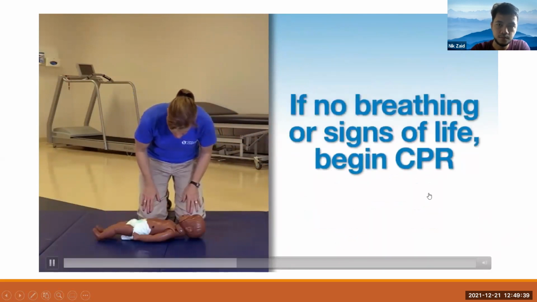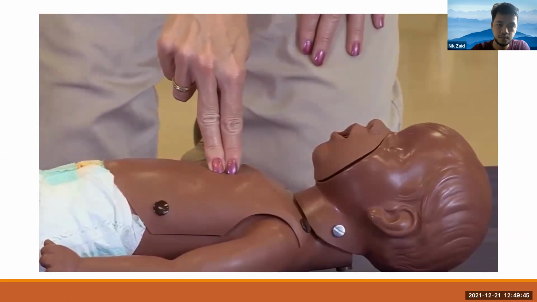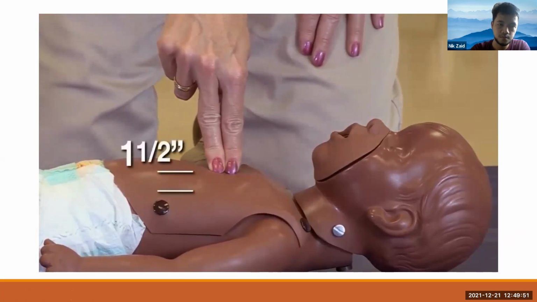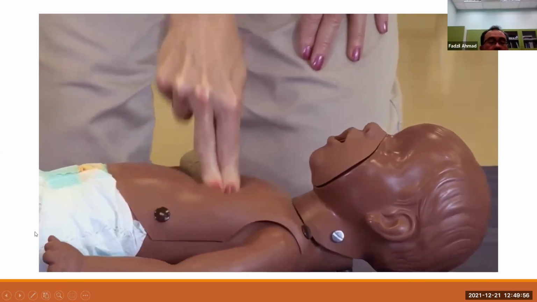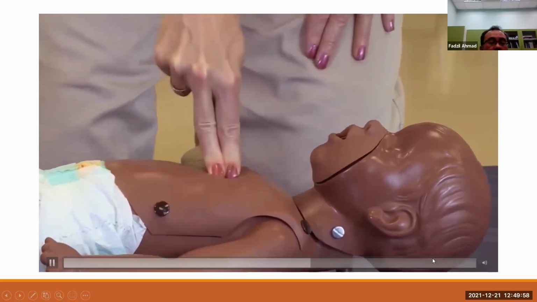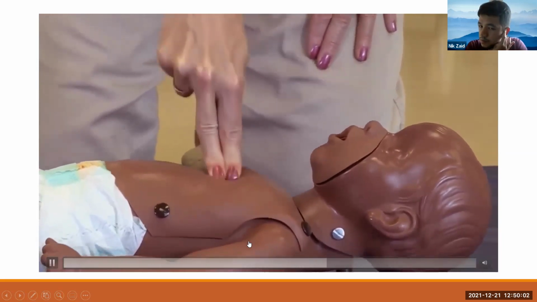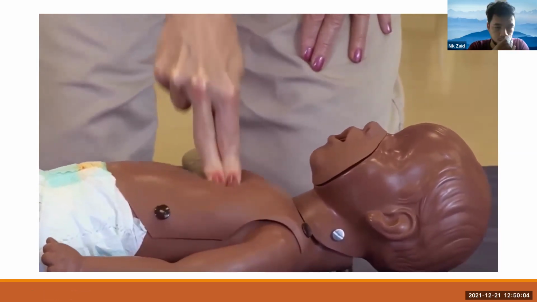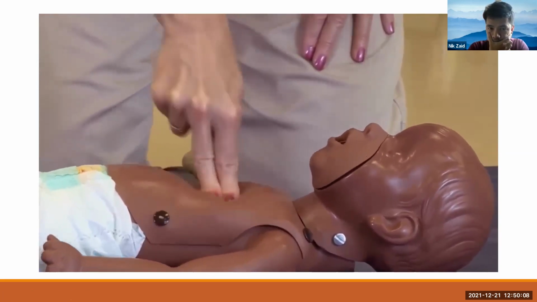No breathing or signs of life, begin CPR. Position 2 or 3 fingers on the center of the infant's breastbone, just below the nipple line. Compress the chest 1.5 inches in depth 30 times. 1, 2, 3, 4, 5 ... 28, 29, 30.